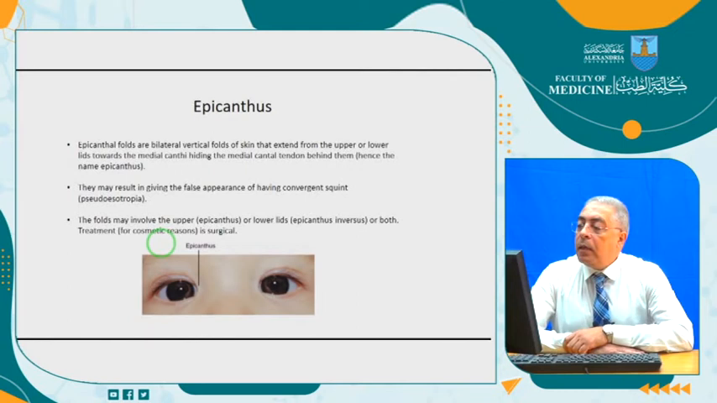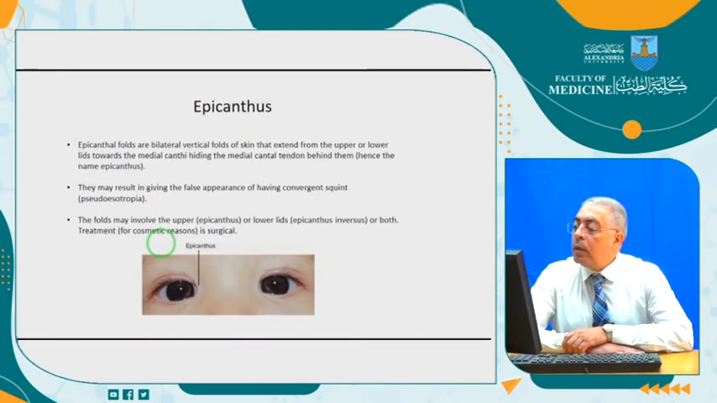Another topic in the eyelid is what's called epicanthus. This is a congenital condition. This is a bilateral vertical fold of the skin extending from the upper or lower eyelids toward the medial canthi, hiding the medial canthal tendon behind them. Hence the name epicanthus, or something above the canthus, hiding the canthus. This may result in a false appearance of having convergent squint, or what's called pseudo-esotropia.